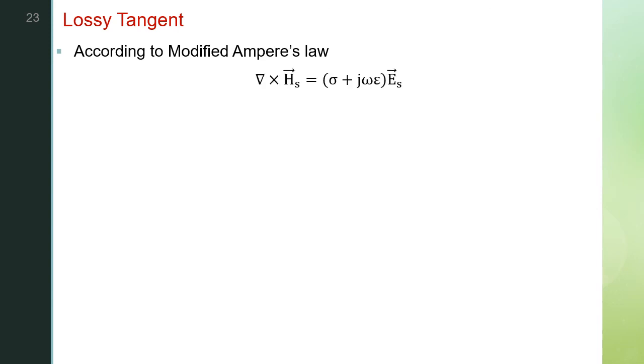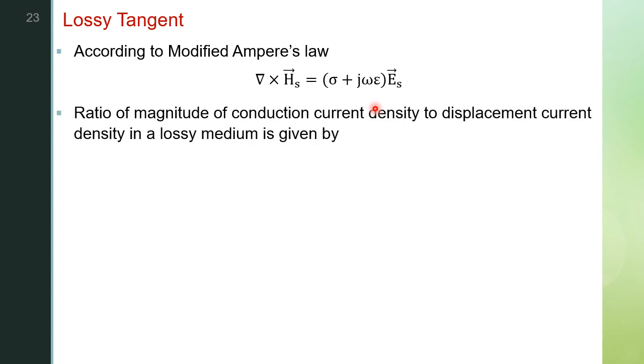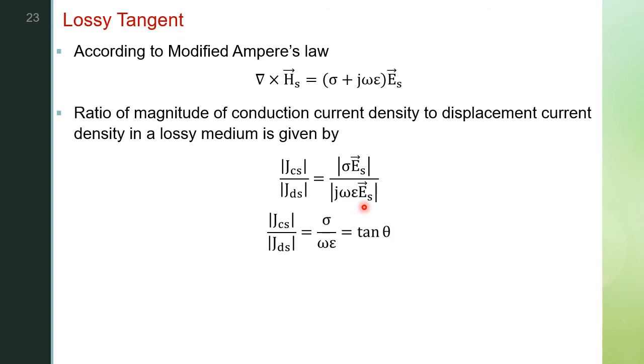So from the modified Ampere's law, we have del cross Hs equal to sigma plus j omega epsilon Es. When you consider this equation and take the ratio of conduction current density to displacement current density, conduction current density means magnitude of sigma Es and displacement current density corresponds to magnitude of j omega epsilon Es. When you take the magnitude, you get sigma by omega epsilon.